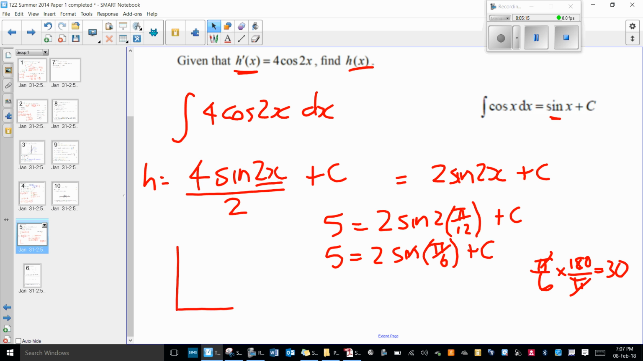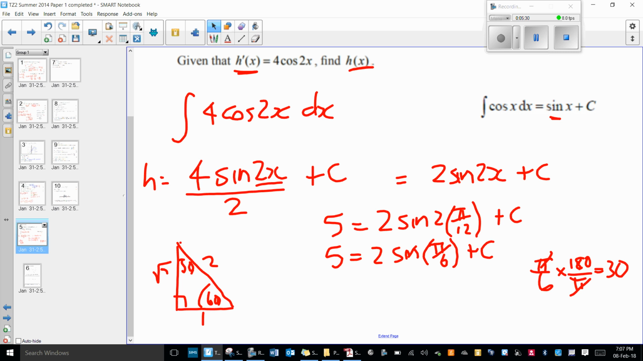So if you remember, our triangle looks like this. This one is 60. This one is 30. This one is root 3.